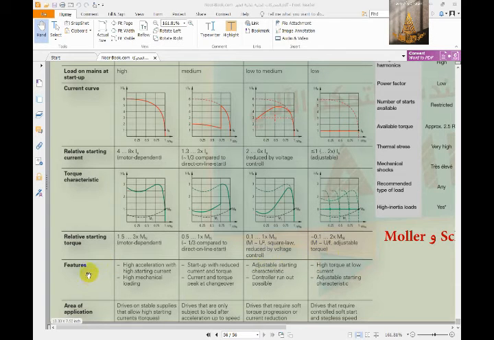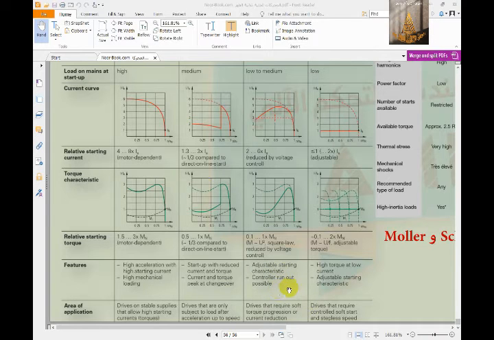And for the features, we are just comparing. For direct online, it's a high acceleration with a higher starting current. Okay, it's high mechanical loading, and according to star delta, start up with reduced current and torque, according to these curves. Current and torque peak at a changeover. Okay, the peak is at the changeover.